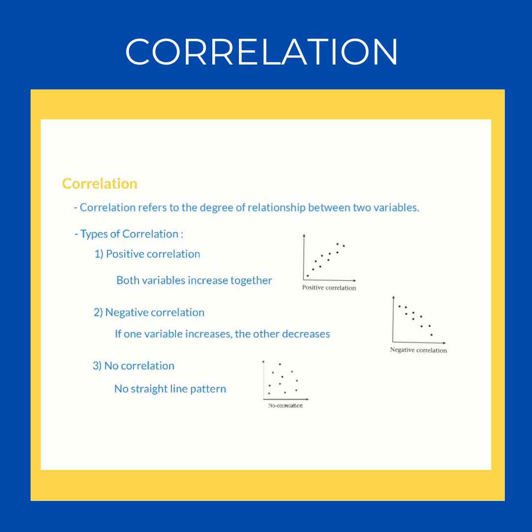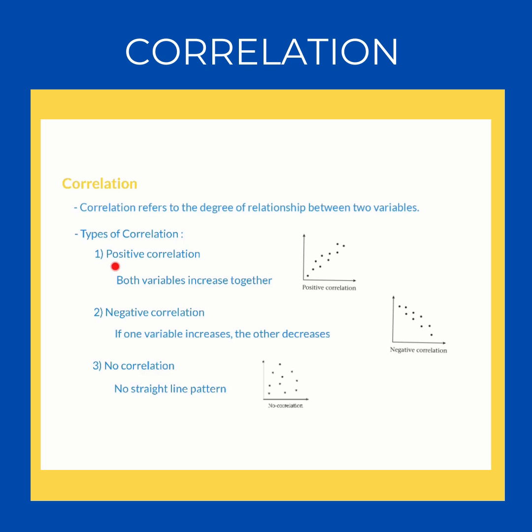This lesson is about correlation. Correlation refers to the degree of relationship between two variables. So it measures the level of relationship between any two variables, let's say x and y. Now we have three different types of correlation.